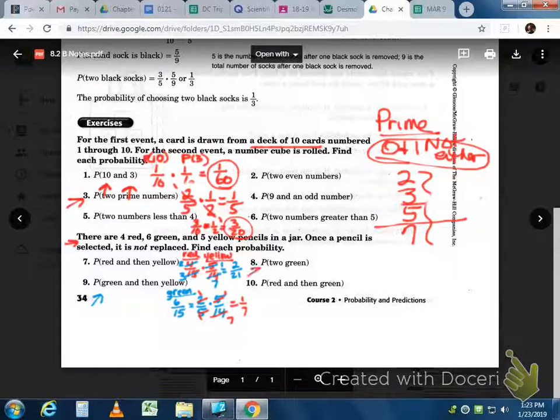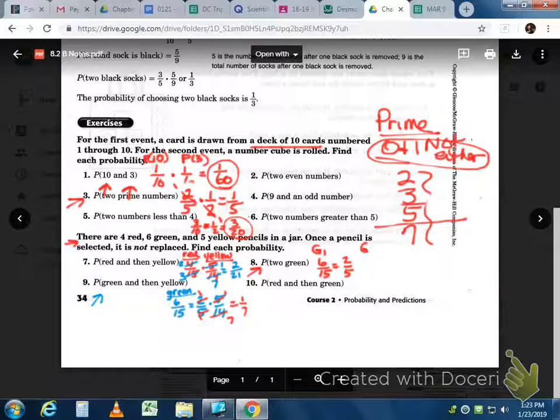One that I definitely want to do is number 8. So we're going to do the probability of 2 green pencils in a row. There's 6 green pencils to begin with out of 15 pencils altogether, right? So the first green pencil is 6 out of 15. Everybody good with that? And what does that reduce to? 2/5, because you divide them both by 3.